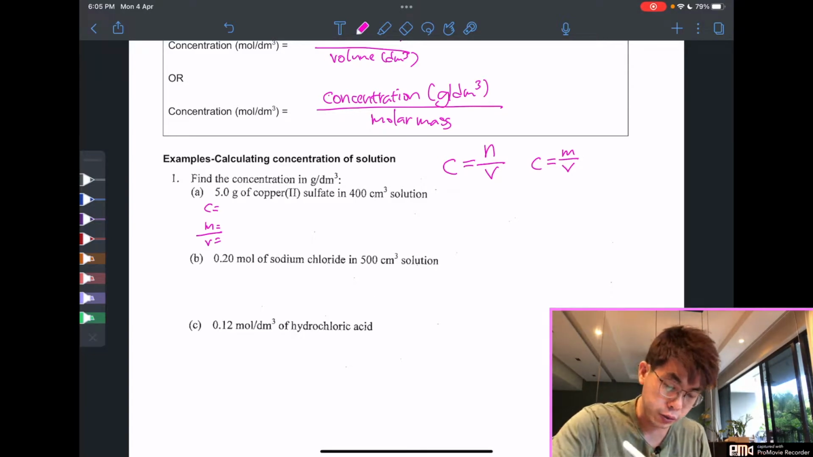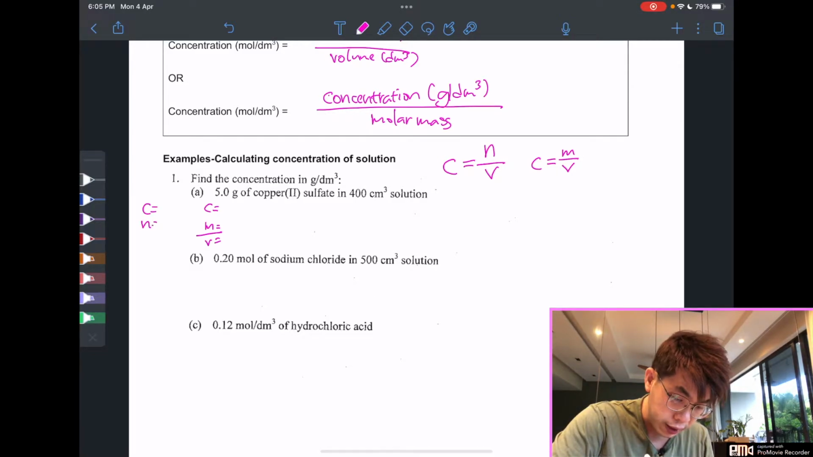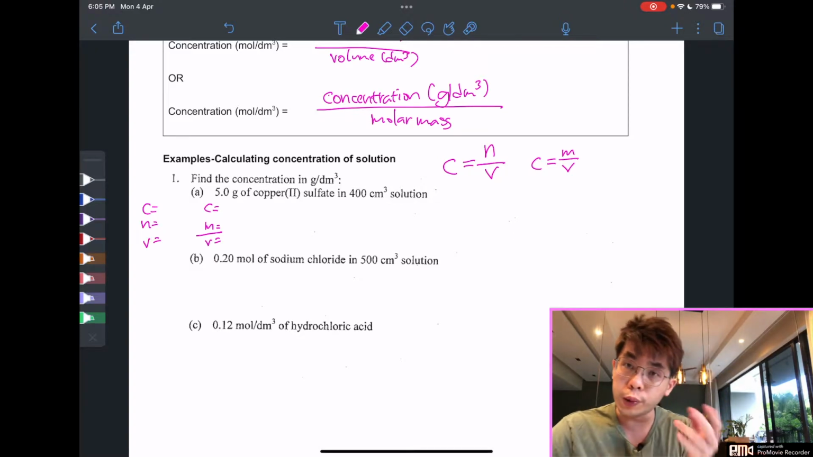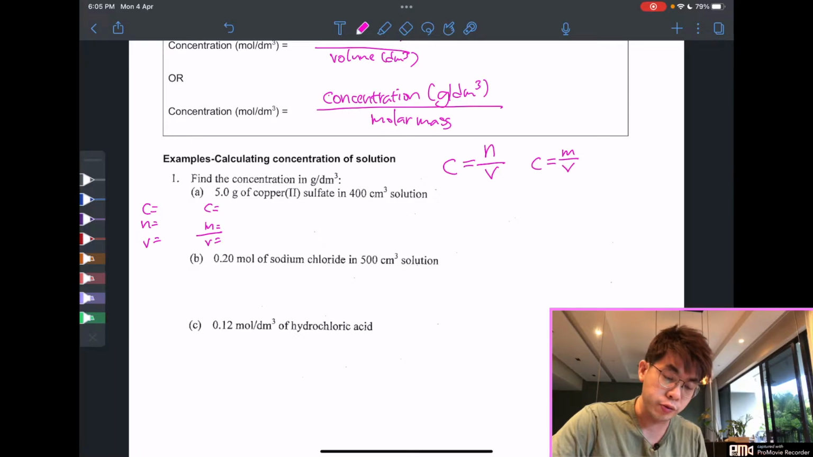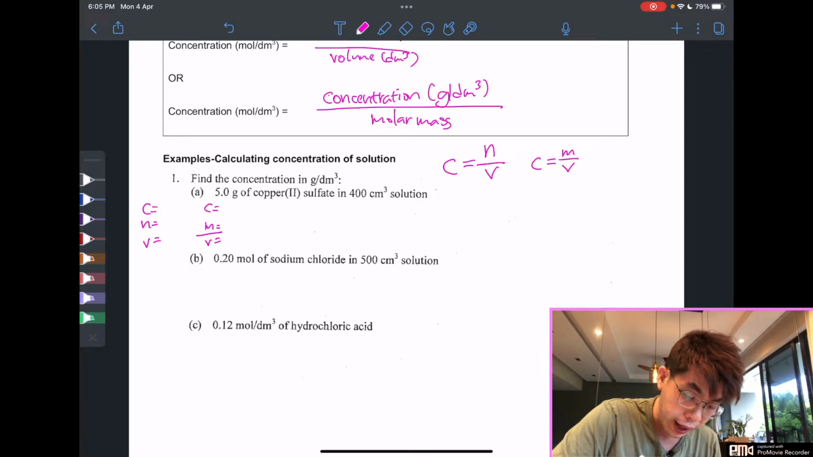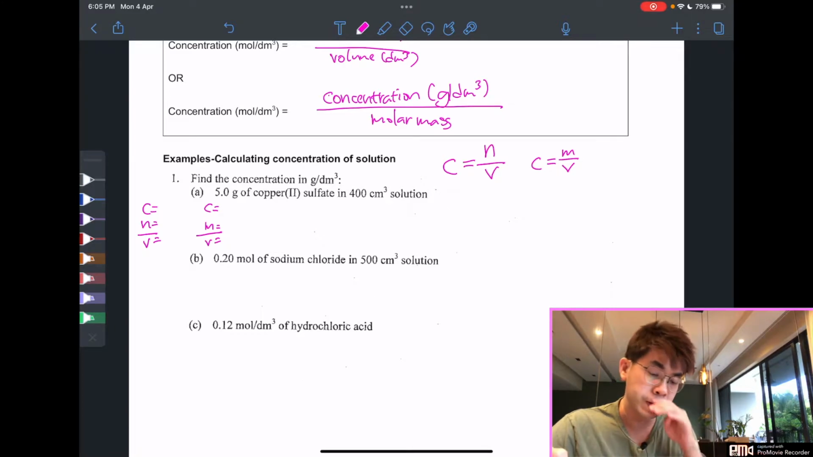And if we also write C equals, n equals, V equals, for mole per dm cube, it's also the same because it's in alphabetical order, and you will remember the formula C equals n divided by V. So let's look at this question.